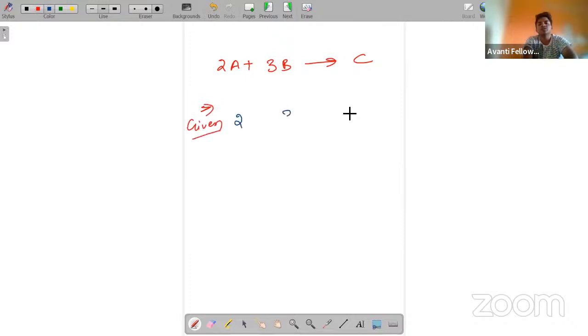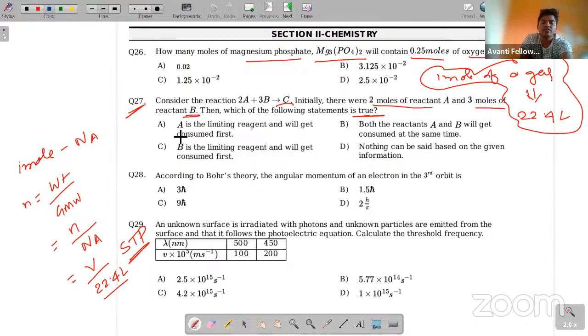So they are saying 2 moles of A plus 3 moles of B is producing C here. Again, 2 moles of A and 3 moles of B is going to give the products. Now, in the question, what they are asking is to find which is the limiting reagent and what is going to be consumed first. The options: A is a limiting reagent and will get consumed first. B is a limiting reagent and will get consumed first. Both A and B will get consumed at the same time.